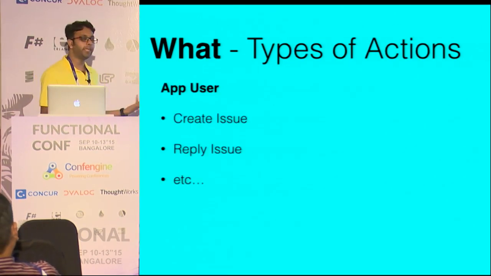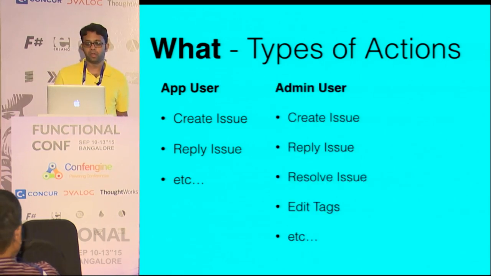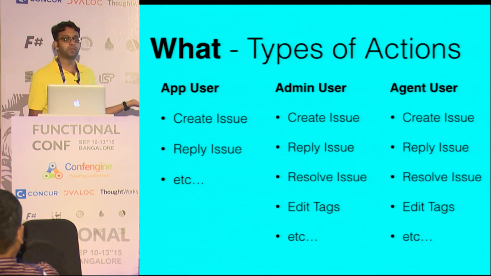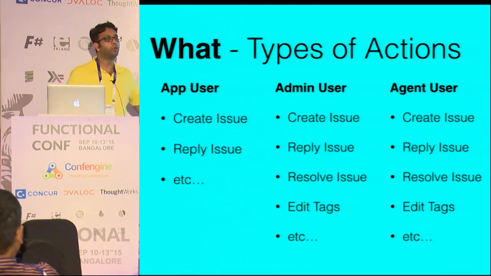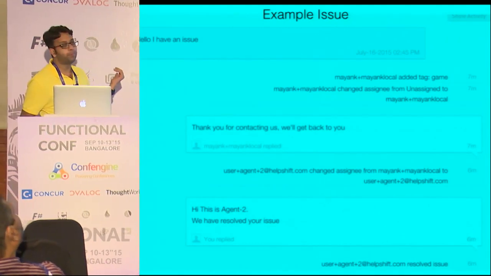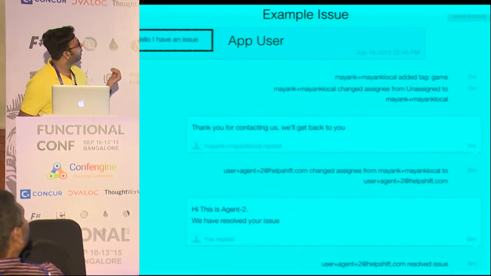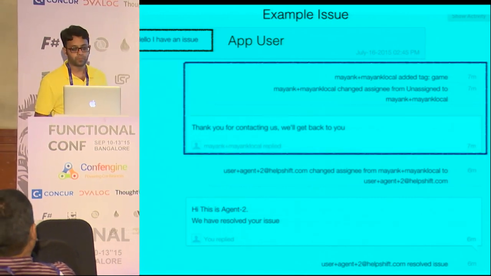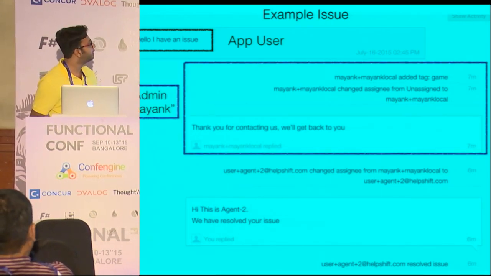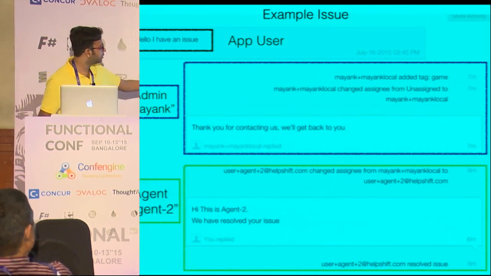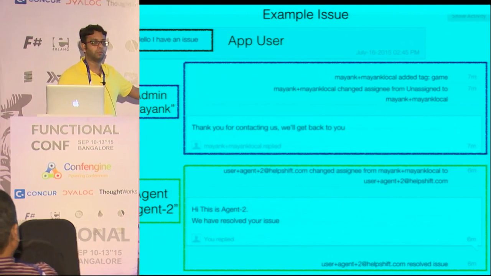And what kind of actions can they take? Well, app users can create an issue and reply to an issue, and admins and agents can create an issue, reply to an issue, resolve issues, and edit tags. So they have certain more actions that they can take, right? Here is an example of such an issue. Here is an app user who has said, hey, I have an issue. And here is an admin who has replied to that. And here is another agent who has replied to that issue.